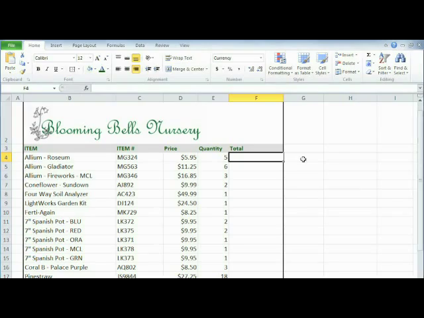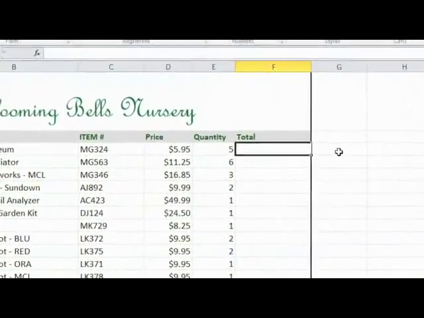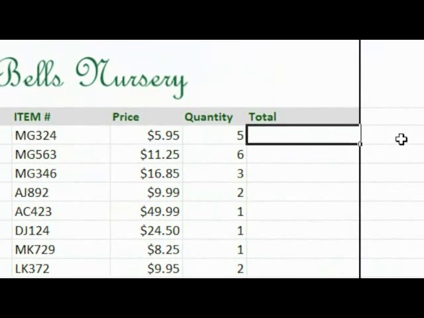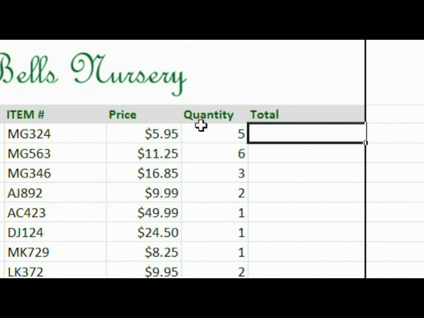Let's start with relative. Relative references are the default type of reference, and they're probably the type that you'll use most often. In this example, I want to know the amount of money spent on each item, and to do this, I'll need to multiply the price by the quantity. I'll enter my formula here. Start by typing the equals sign, and the formula will be D4 times E4. And then just press the Enter key.